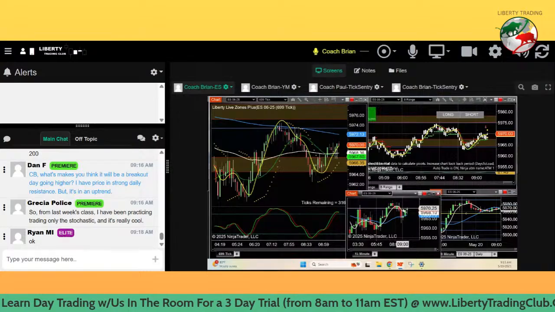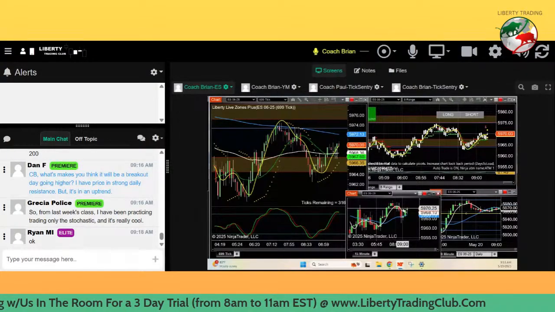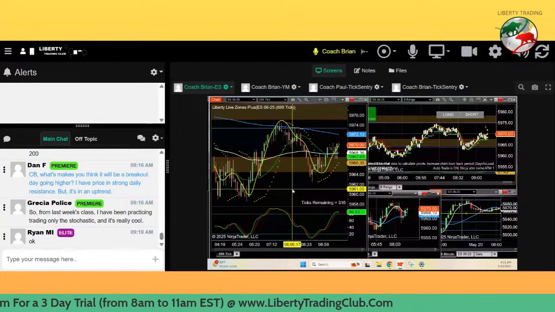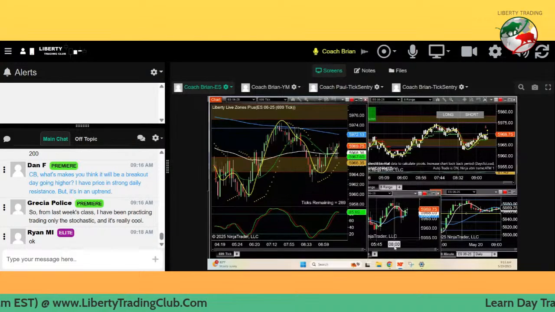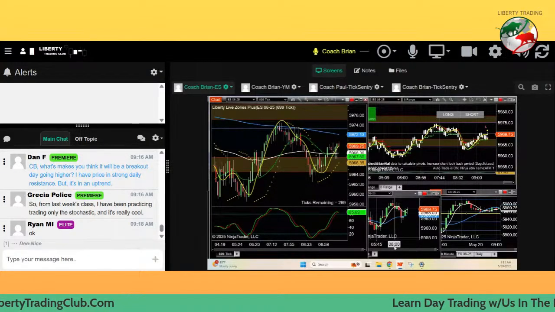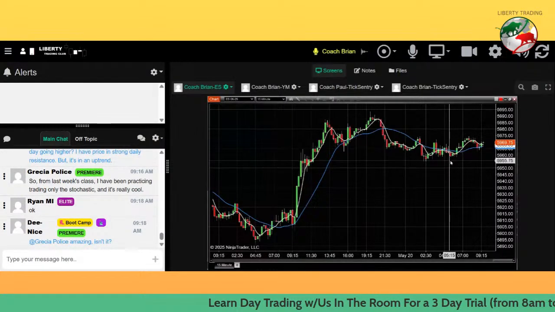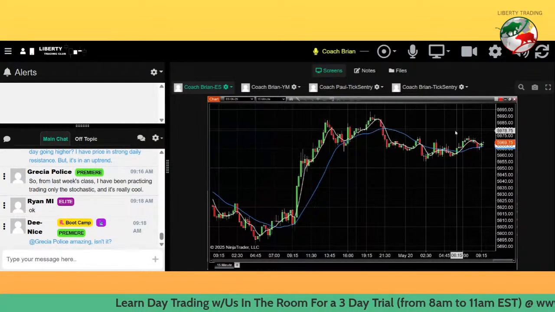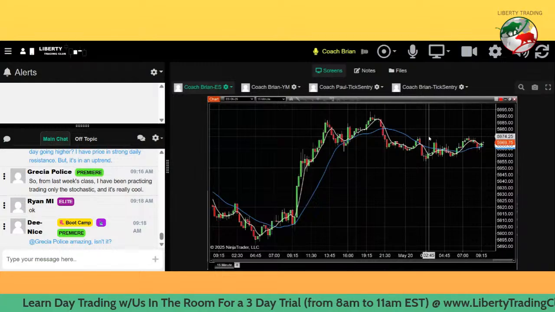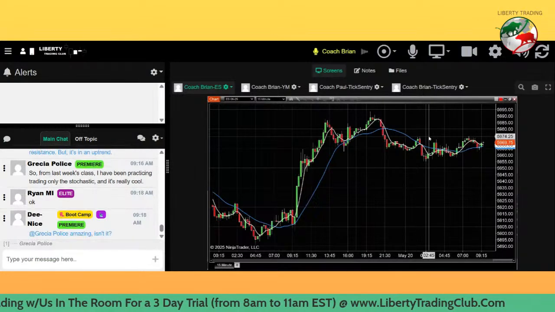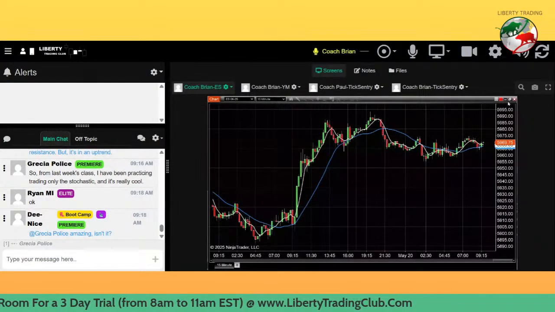Or yeah, flat, whatever you want to call it. Dan said, oh, the uptrend. Here's the thing I'm looking at today, Dan: if you could draw a box around this Globex session here, I'm going to trade everything outside of that. I'm not going to touch anything inside of it. Does that make sense, Dan?